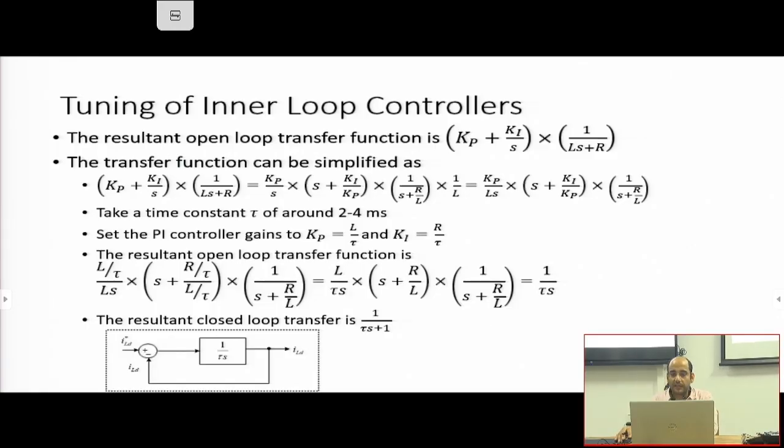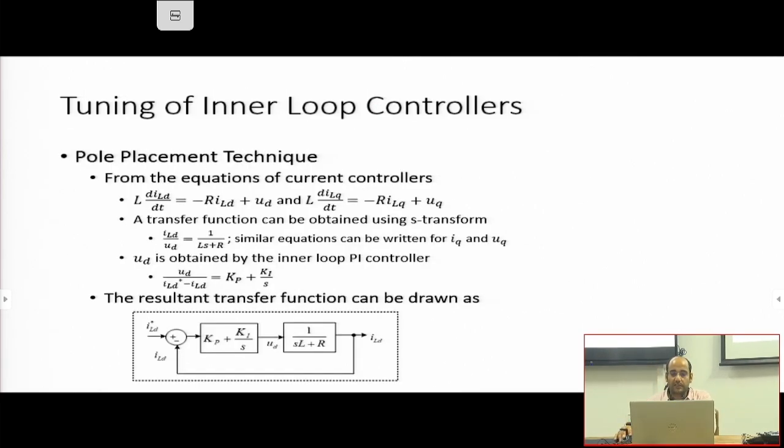So it becomes like this: Kp by Ls into S plus Ki by Kp into 1 plus S plus R by L, like that. Just a rearrangement, okay? You can just see it. Now you know every first order transfer function like this, 1 by Ls plus R, will have a time constant. The step response will look something like this. Yes or no? So we'll have a transfer function, time constant.